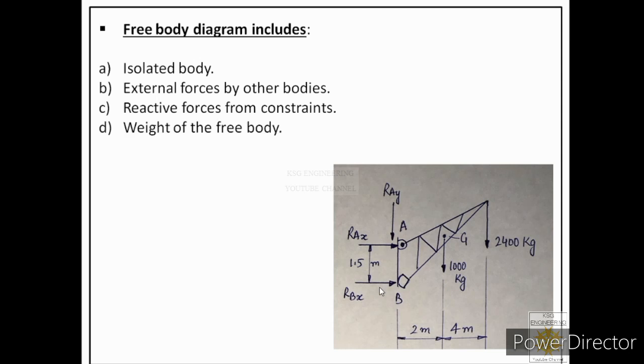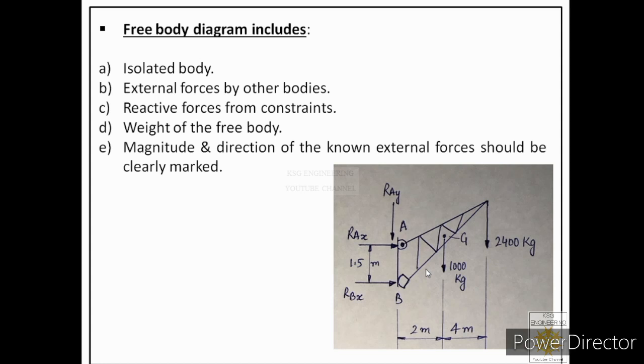Next is the weight of the free body. So we will label the weight of the isolated body as well. And the magnitude and direction of the known external forces should be clearly marked. We have to mark the direction of all the forces and we have to show their magnitude as well. And after that we place all the important dimensions which help us in order to solve the problem. So this is what we include in a free body diagram.